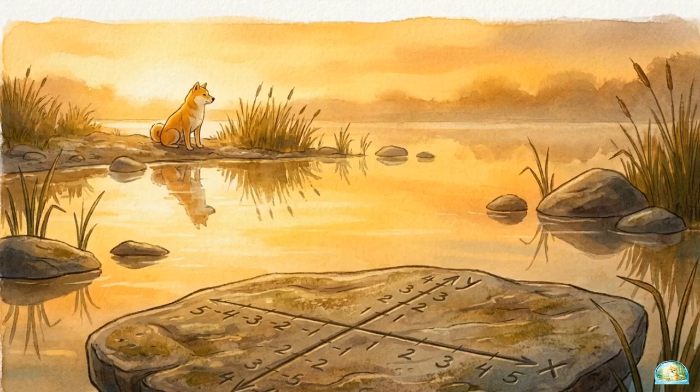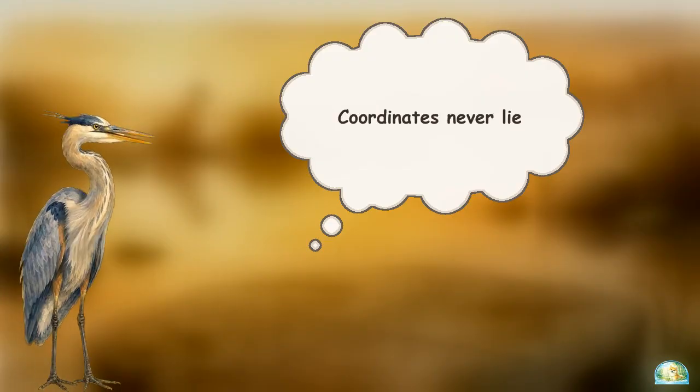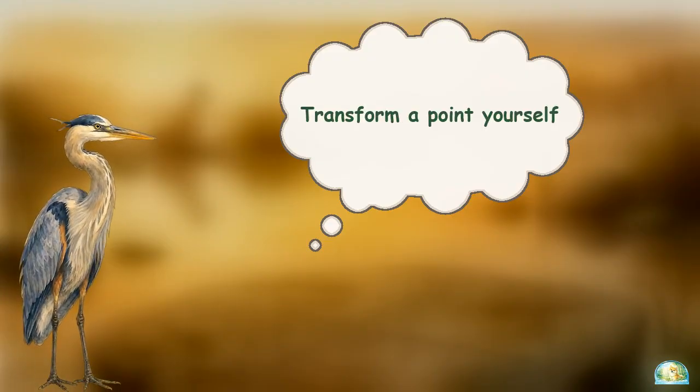Mathematical notation records physical movement. It provides a universal language to track and verify every spatial change in the environment. The rules are simple. Coordinates never lie. Transform a point yourself.